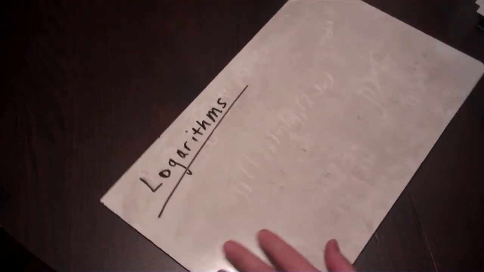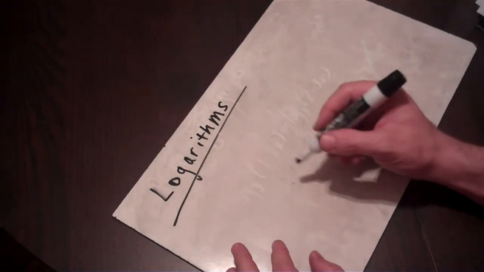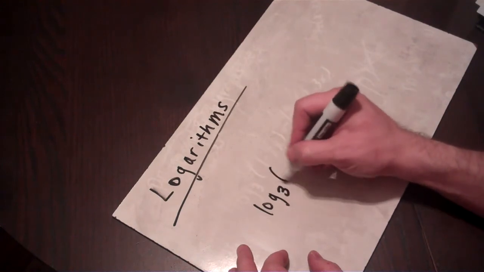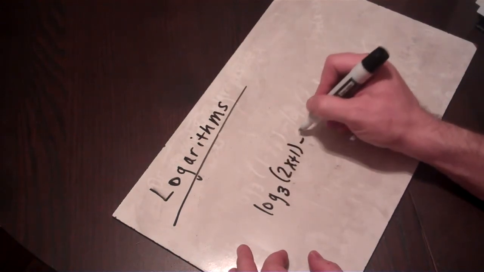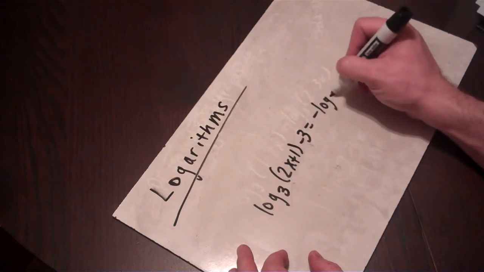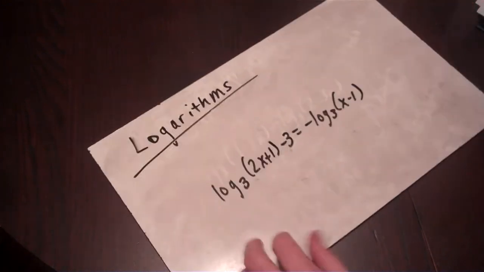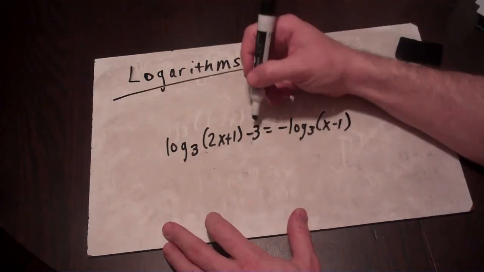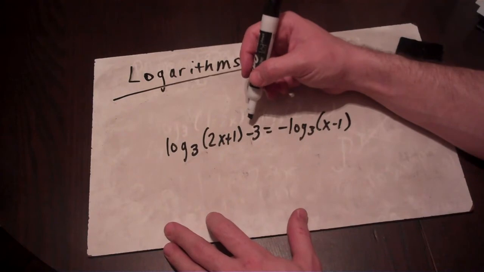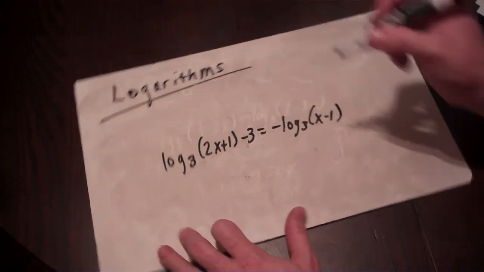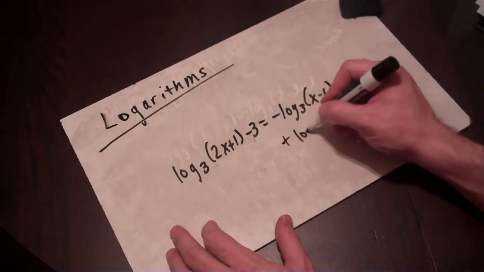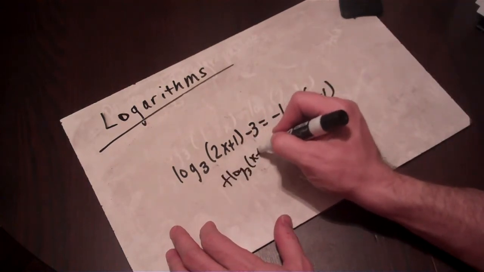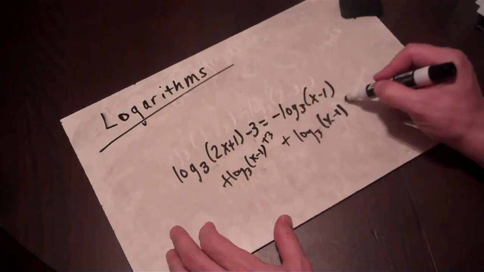The other type of equation is when you have a little bit more going on. So suppose that you have something like log base 3 of 2x plus 1 minus 3 equal to negative log base 3 of x minus 1. What you can do for this one is, because you have the negative log right there, you can add the log base 3 of x minus 1 to both sides. And then add 3 to both sides.